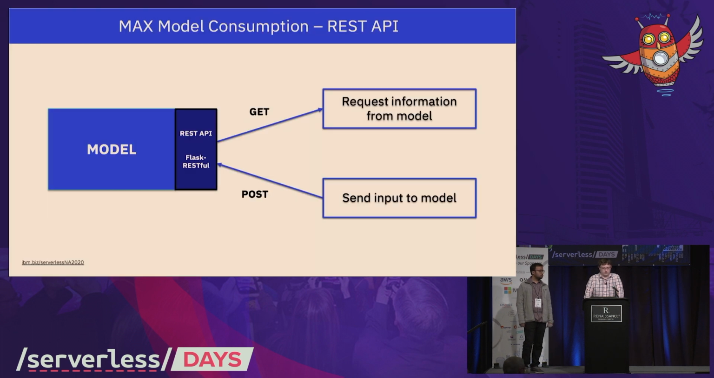Here's a very simple diagram of how MAX works. On the left side is everything you're running inside a container, and on the right side is your application. As you can see, you don't need to understand deep learning at all. If you can call a REST API, you can use deep learning in your application.